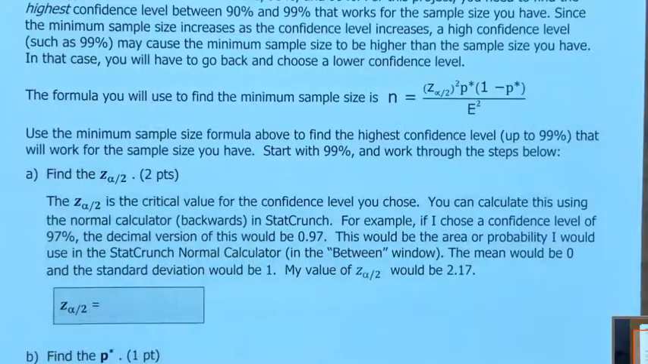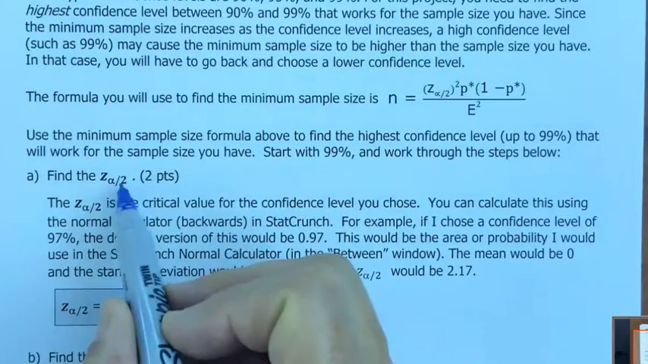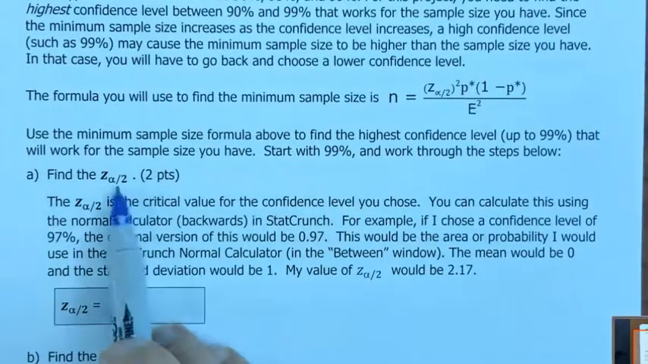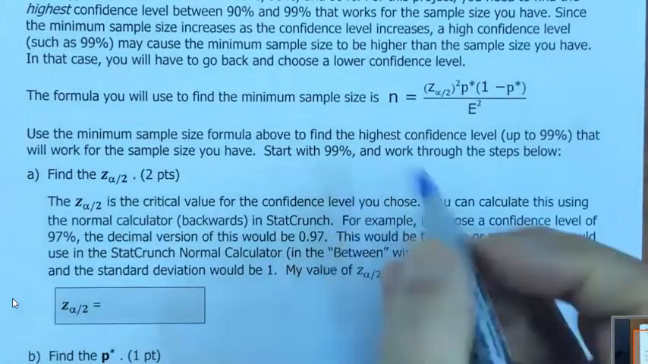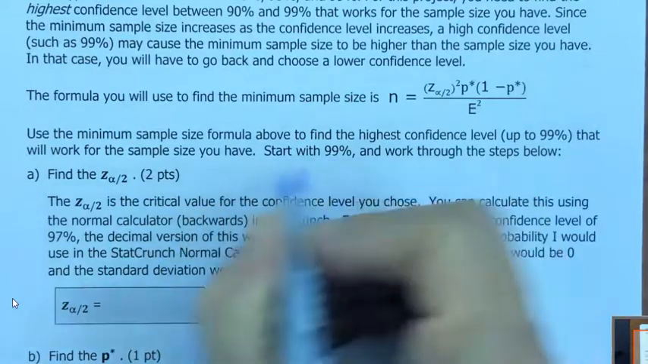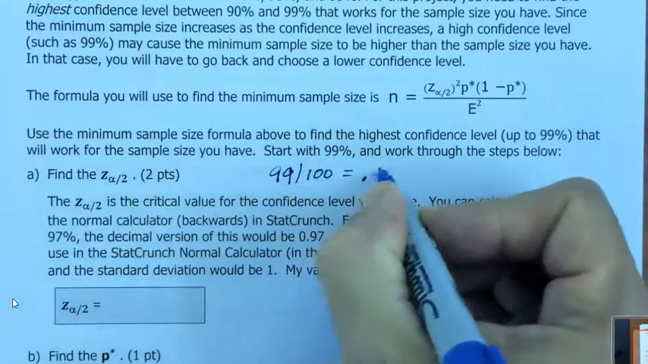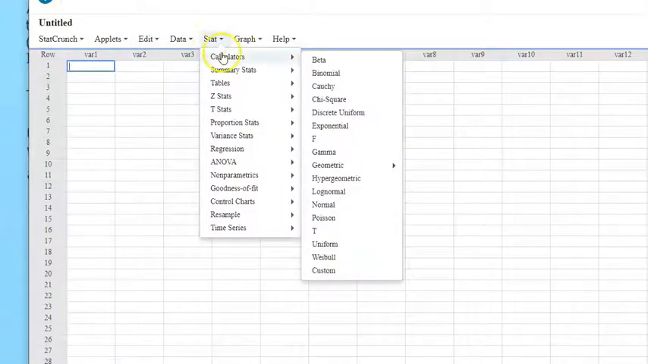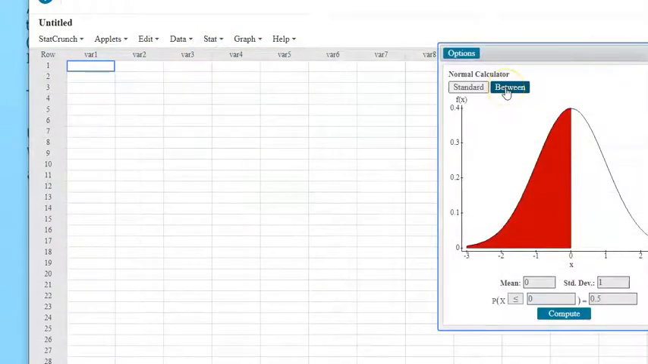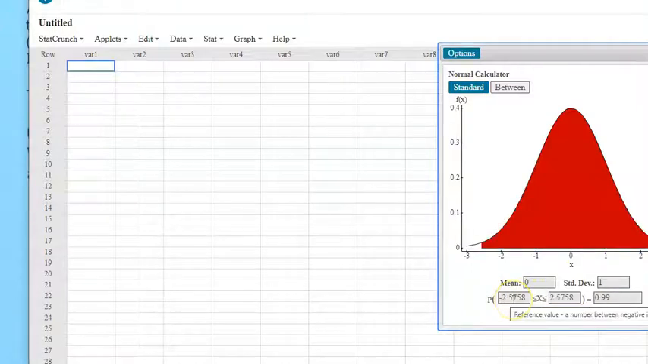You did some problems a little bit like this last week where you were finding these types of values and they gave you a subscript down here. The easiest way to find this value is to use StatCrunch. I'm going to start with 99%. I do have to change that to a decimal, so 99 divided by 100 is going to give me 0.99. In StatCrunch, I'm going to use the normal calculator. I want to use the between window, and I'm putting my 0.99 into this box. When I do compute, it gives me two values.